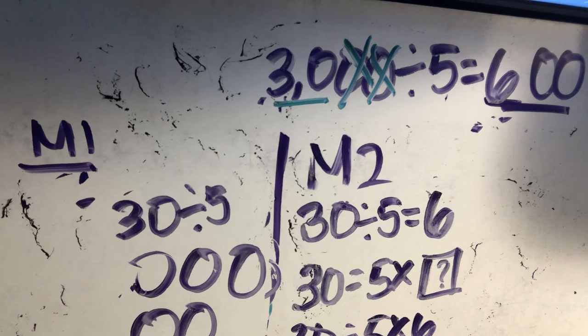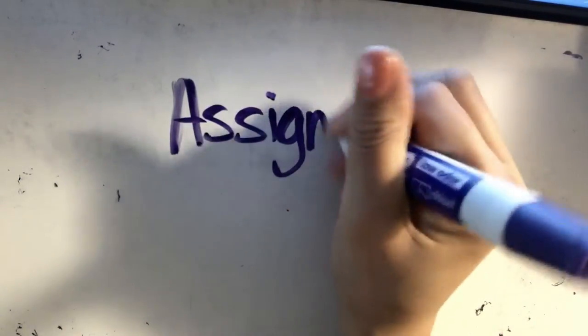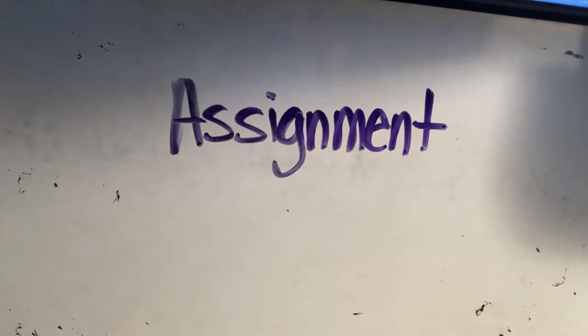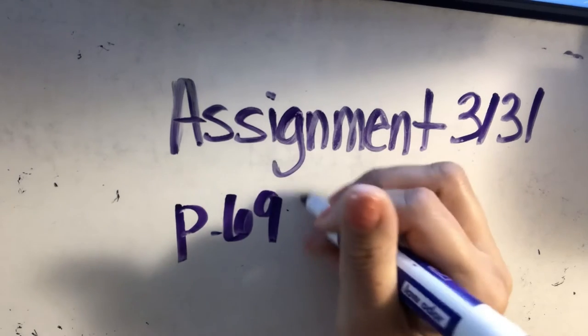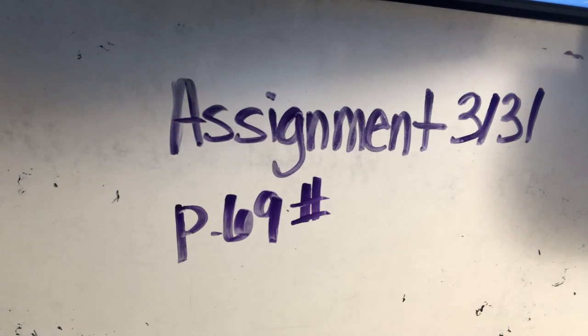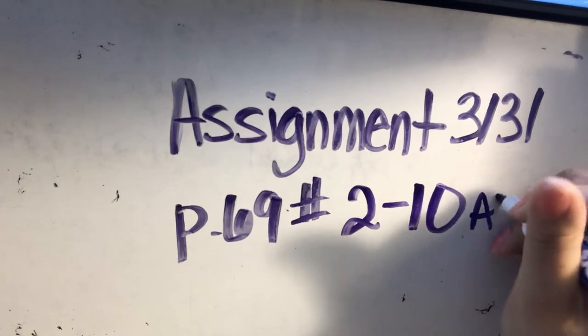So in your practice book, you are going to go to page 69. Let me write that up here so you have it. Okay, so tonight's assignment for 331, and it's due tomorrow, is page 69. And you will be doing numbers 2 all the way through 10, just like you did on this one. So 2 through 10, just the same as you did here.